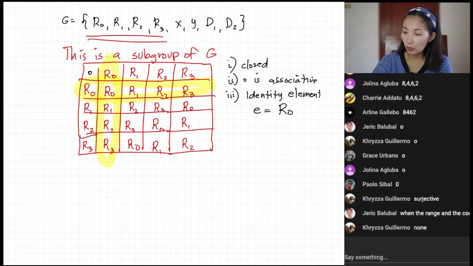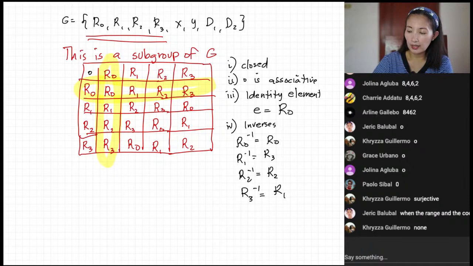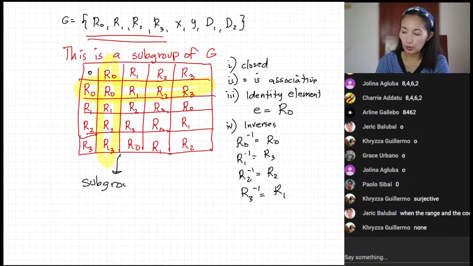Okay, and number 4, inverses. Yes, every element has an inverse. R sub 0 inverse is R sub 0. R sub 1 inverse is equal to R sub 3. R sub 2 inverse is R sub 2. And R sub 3 inverse is R sub 1. Okay? So it is a subgroup. Therefore, this is a subgroup of G. Okay? We end up here.